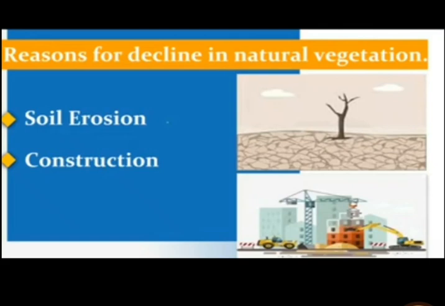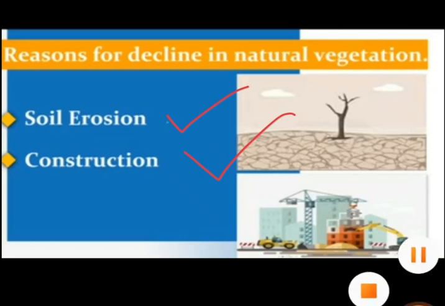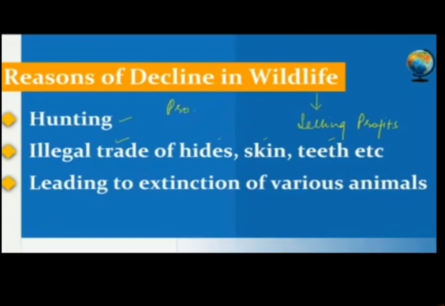So what are the reasons for decline in natural vegetation? Here you can see the two reasons. The first one is soil erosion, okay, and the second one is construction. Soil erosion, all of you know about soil erosion. The displacement of the upper layer of the soil, and it is a form of soil degradation. This natural process is caused by the dynamic activities of erosive agents, like water, ice, snow, air, plants, animals and humans. Constructions also, we can say constructions of houses, buildings, industries, so many things. So these are the two reasons for decline in natural vegetation.